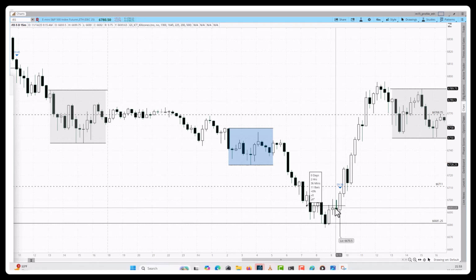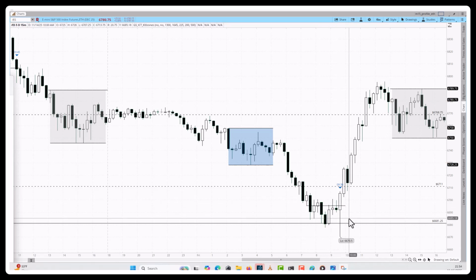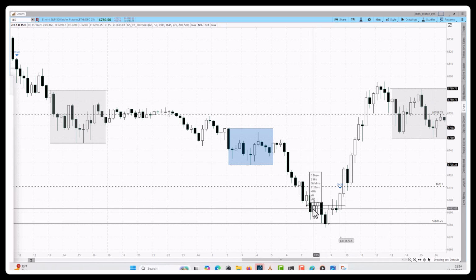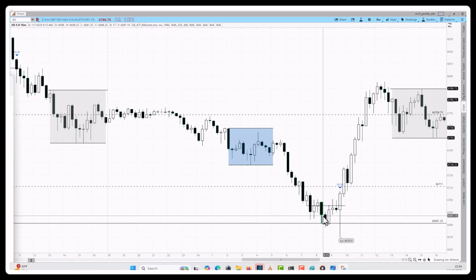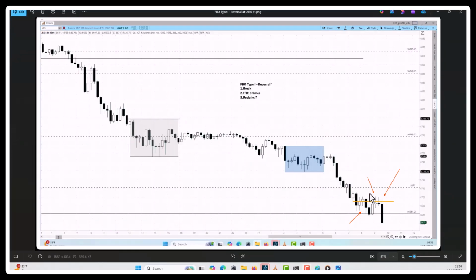So you can see the setup right here is a type 1 reversal, right? Break 1, 2, 3, reverse at exactly 9:30. But if you look at the other end, you can see that it can be a type 3 also, right? Break 1, break 2, 2-time break, and then the next one is a flip. So let's go with type 1 for now. Here's our markup right there.